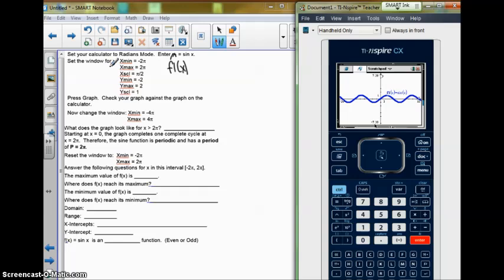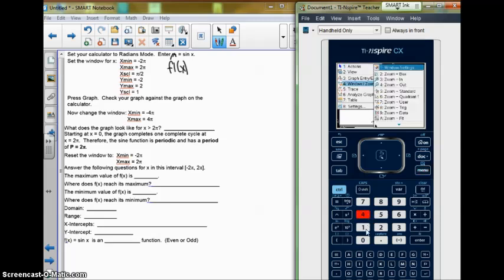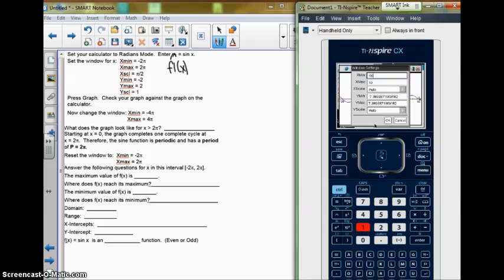Okay, and then it says set the window for the following. Okay, to set our window, we do menu number 4, then 1. Okay, and here they said let that be negative 2 pi.